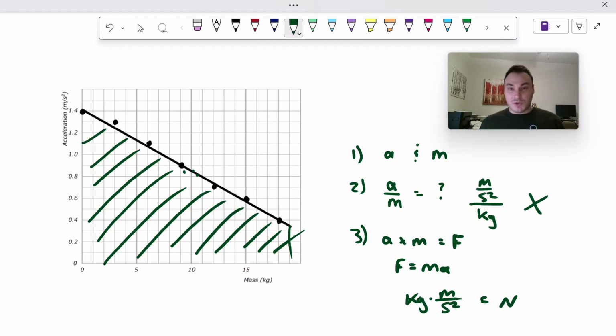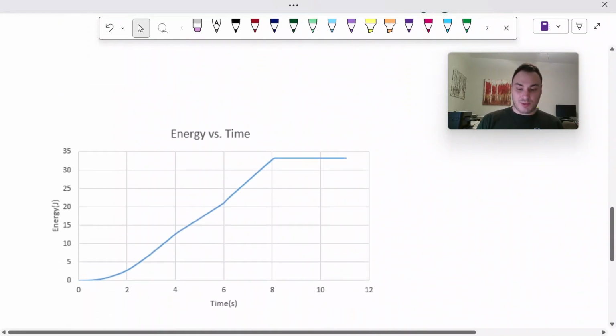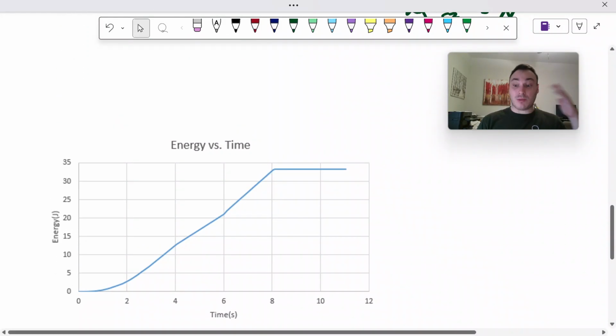So if you were given this graph of acceleration versus mass, you would be expected to know how to get force from it. It's not too hard. You just have to recognize that if we multiply the 2 axes together, we get force, because one axis is acceleration, one axis is mass. Acceleration times mass, or mass times acceleration, is force. And then we move on. You find that area under the curve, and then you use that force in one way or another. Let's do one more example here before we actually jump into a problem.